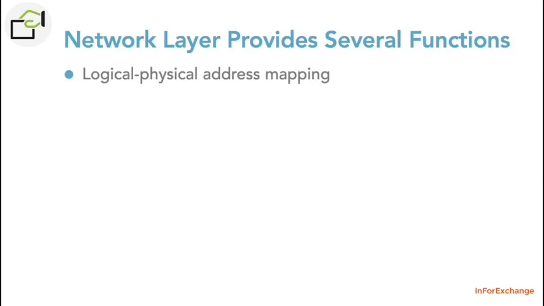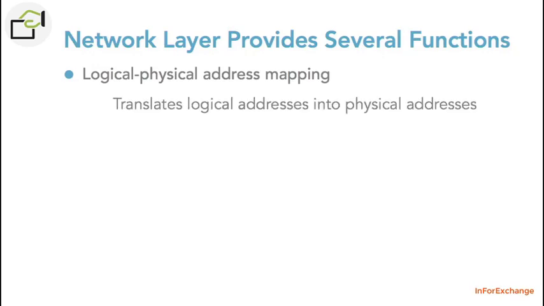Logical physical address mapping is another function of the network layer. Basically, what this means is the network layer translates logical addresses into physical addresses. We'll be talking more about logical and physical addresses at a later time.